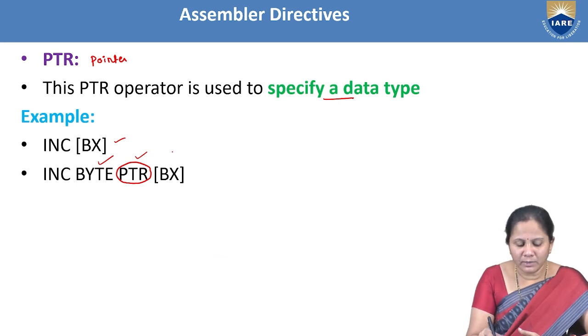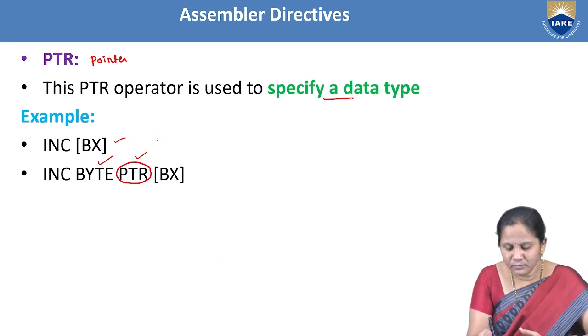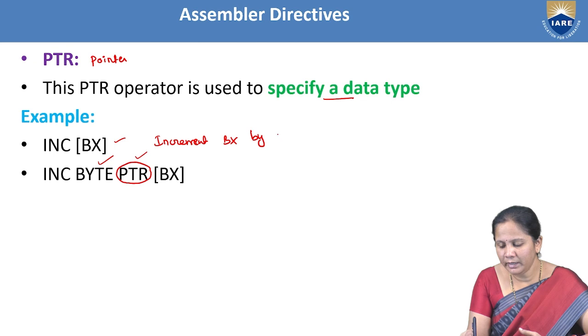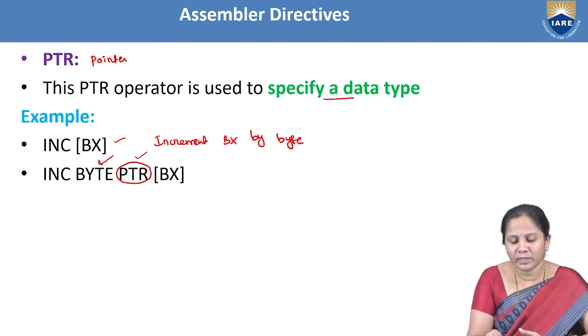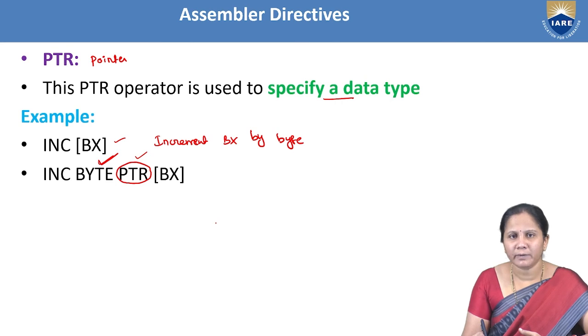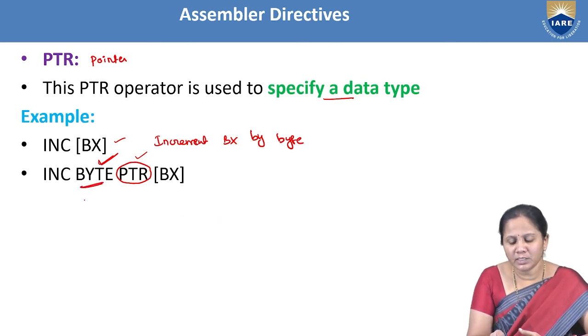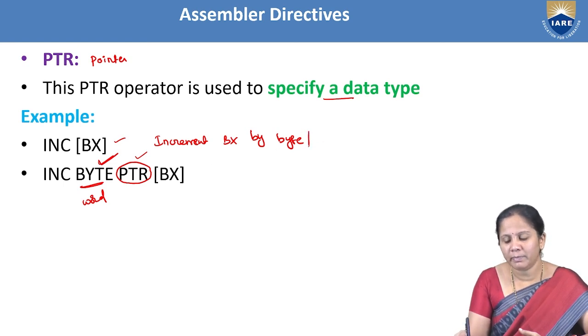So this increment BX represents increment BX by byte. Why byte? Because here we have declared the data type as byte. If we use word instead of byte, then instead of incrementing the BX value by byte, it will be by word.